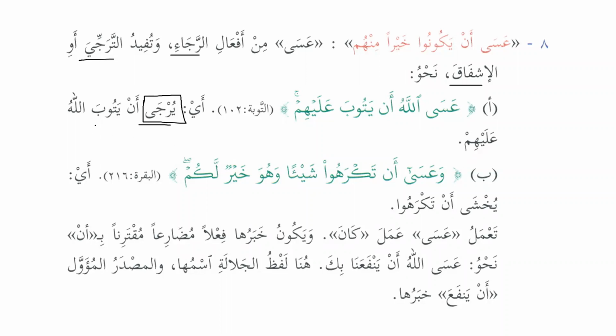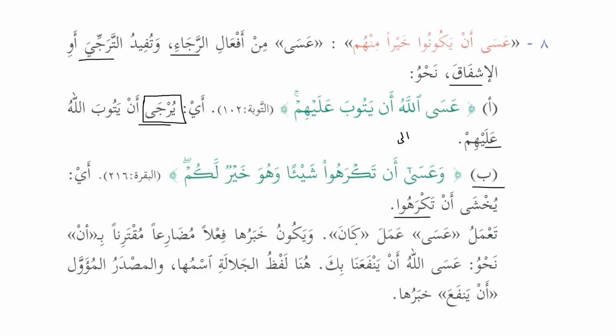And we know that when we have taba yatubu with the preposition of ala, that means the forgiveness of Allah subhanahu wa ta'ala for the slaves. And when we ask forgiveness, we say astaghfirullah wa atubu ilayh with ila, so I ask his forgiveness. And then we have وعسى أن تكرهوا شيئا وهو خير لكم أي يخشى أن تكرهوا. It is feared that the thing will be hated.